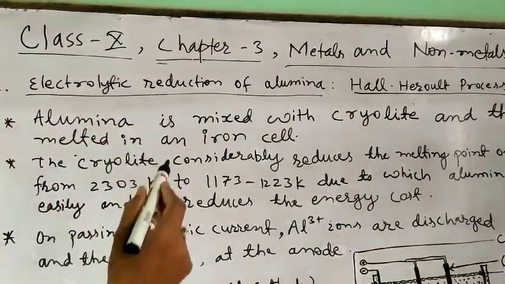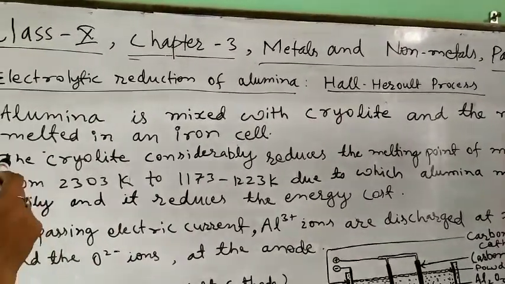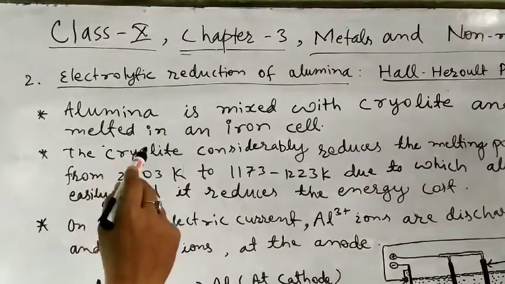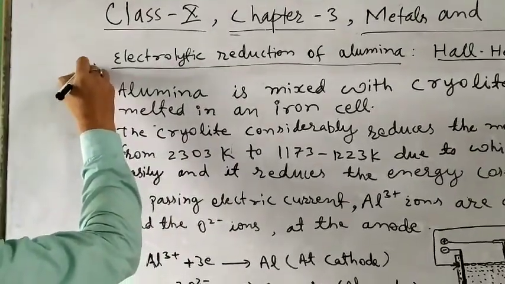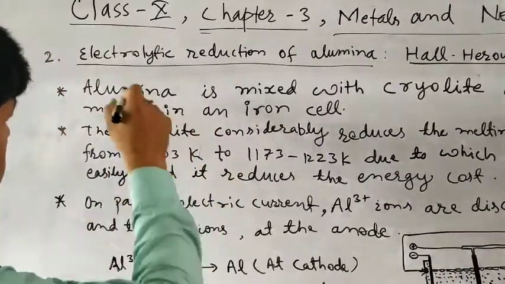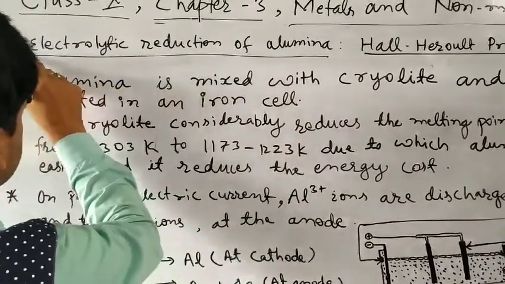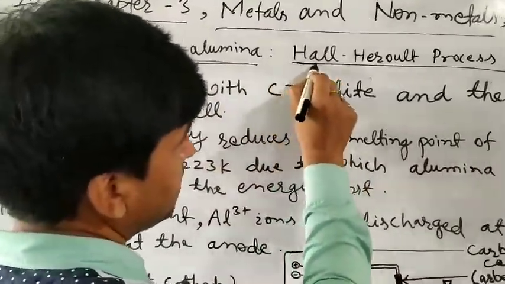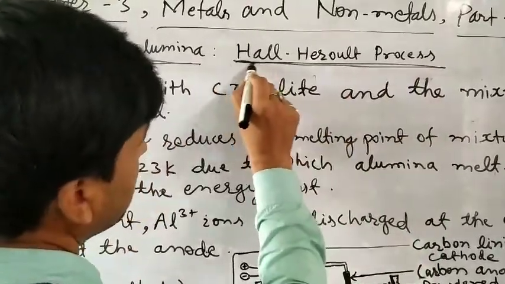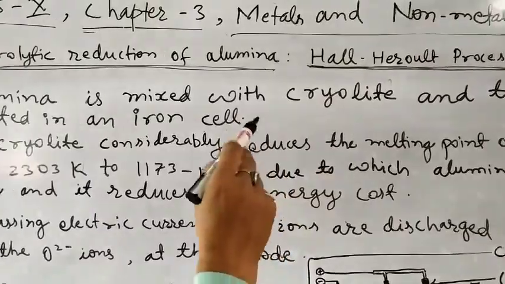In the previous class we were discussing the extraction of aluminium. So we have to know the second process for the separation of aluminium, the electrolytic reduction of alumina. Electrolytic reduction of alumina is also known as the Hall-Héroult process, because this process was discovered by Hall and Héroult.